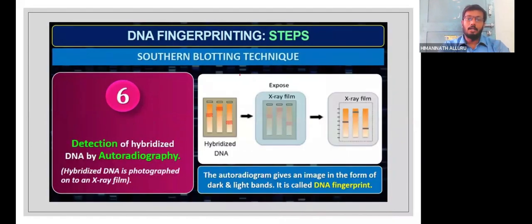After adding the probe, by the hybridization technique, we need to view it under X-ray, autoradiography. When we view that, we will get different bands. We need to compare the bands of the samples collected from different people and see the similarity in that. These 6 steps students must definitely memorize and understand clearly. In exams also, questions are mostly based on these 6 steps only.